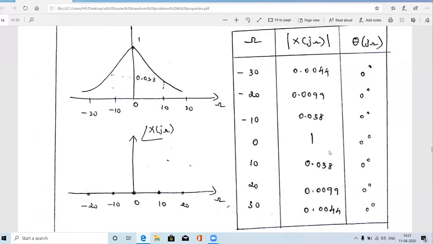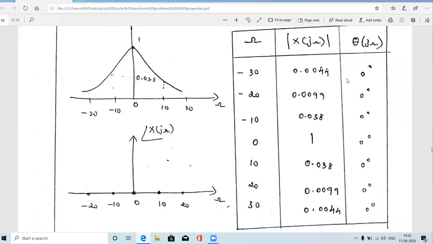So for now, you see in the center value, whenever the frequency omega is 0, the modulus of X of j omega has the maximum value 1. Whenever the frequency increases, what about the amplitude? This magnitude value decreases. From 1, the value becomes 0.038, decreases. Then the next value 0.0099 decreases. Then the next value 0.0044. So whenever we increase the frequency, the amplitude of the signal decreases.